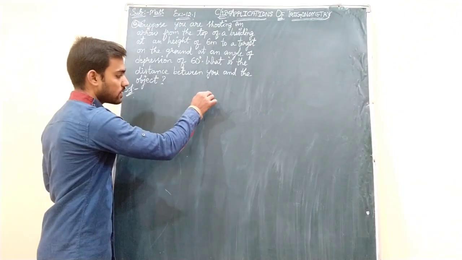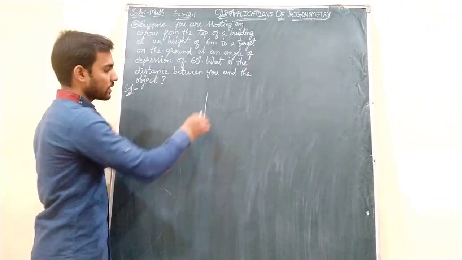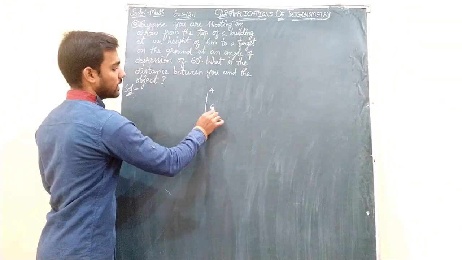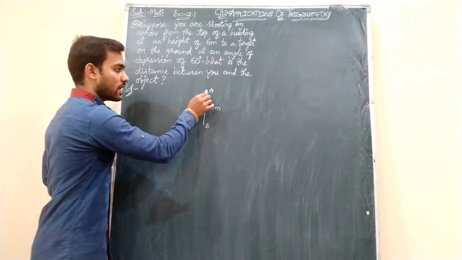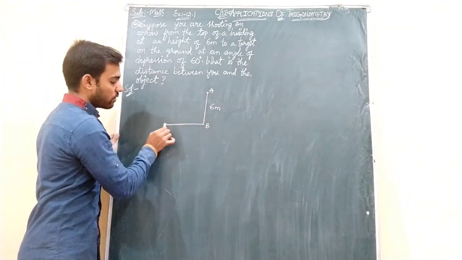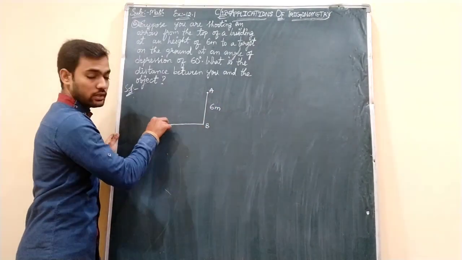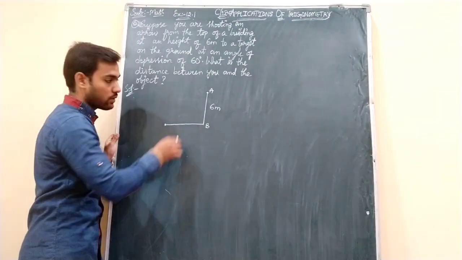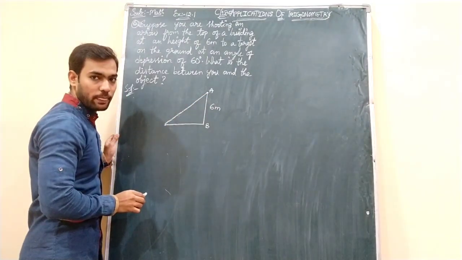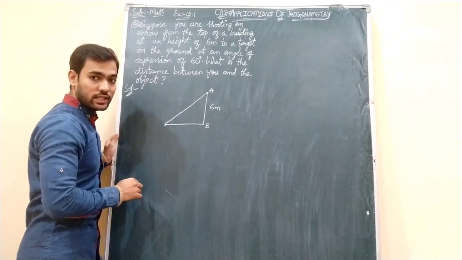So I draw first, this is the building, suppose AB I am taking it as, and its height is 6 meters. You are standing over here and you are shooting an arrow onto the ground, to a target which is on the ground. You are shooting like this an arrow and angle of depression is 60 degree.